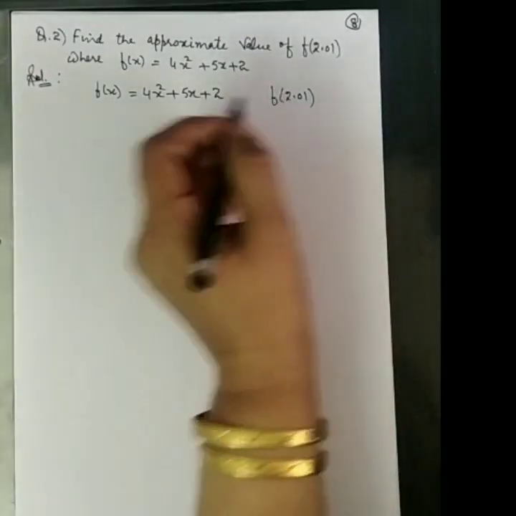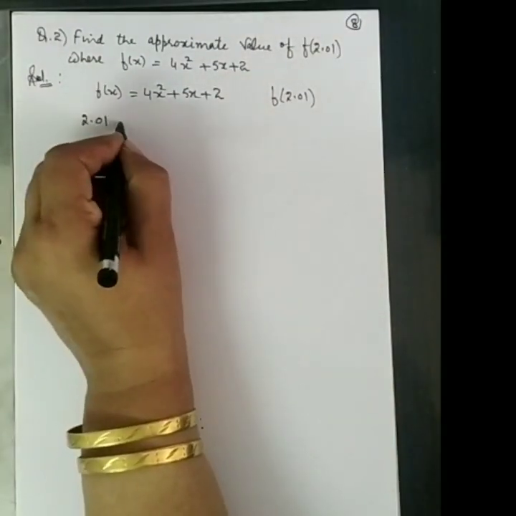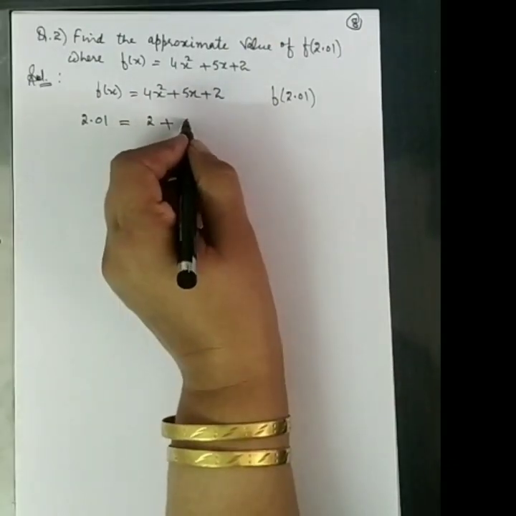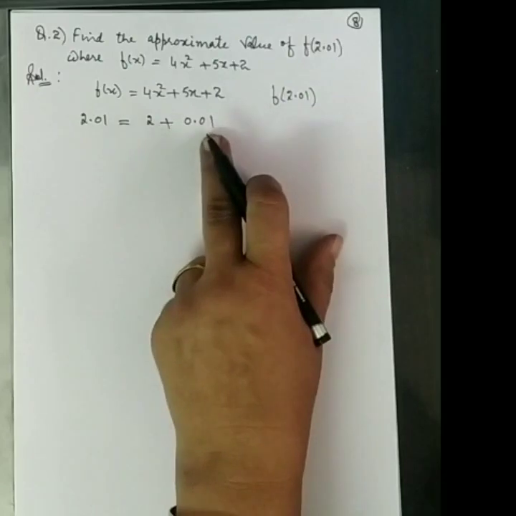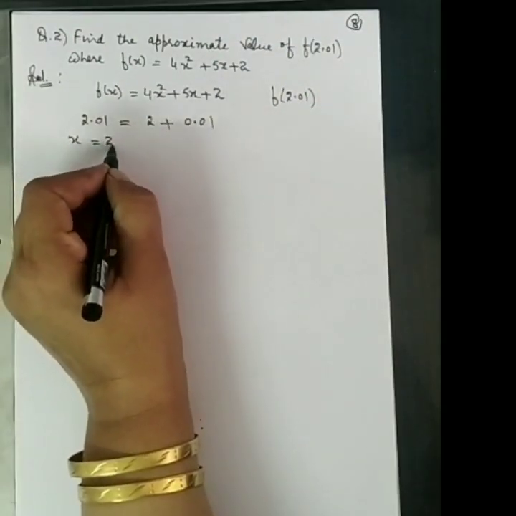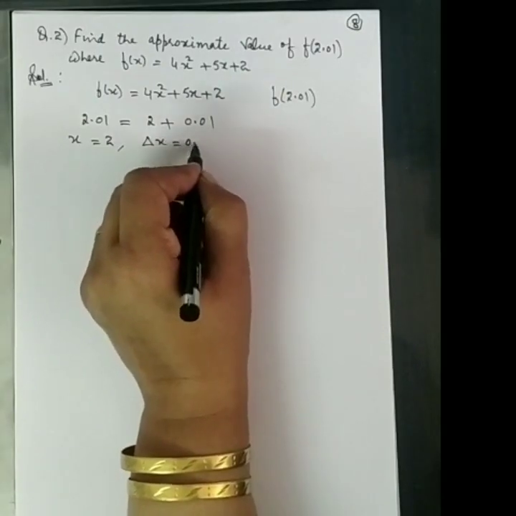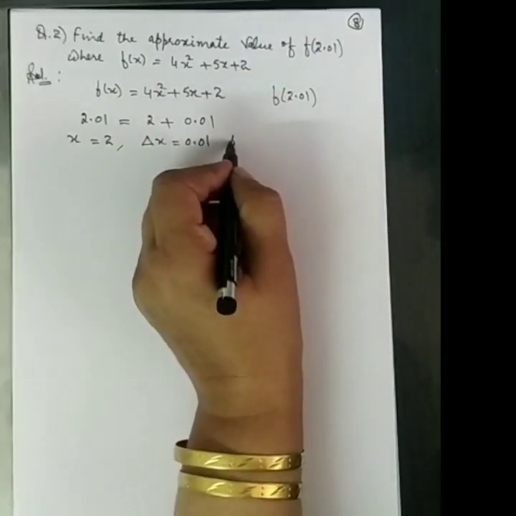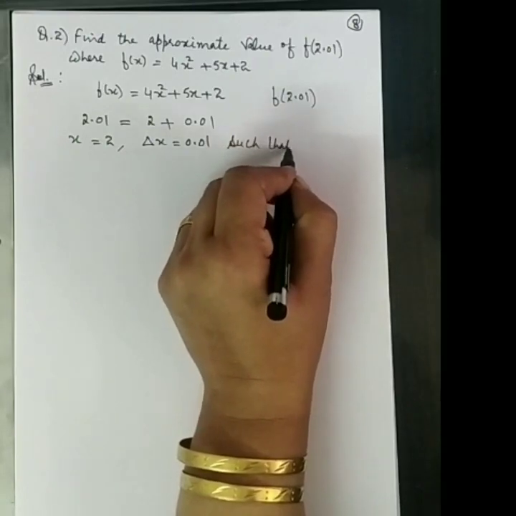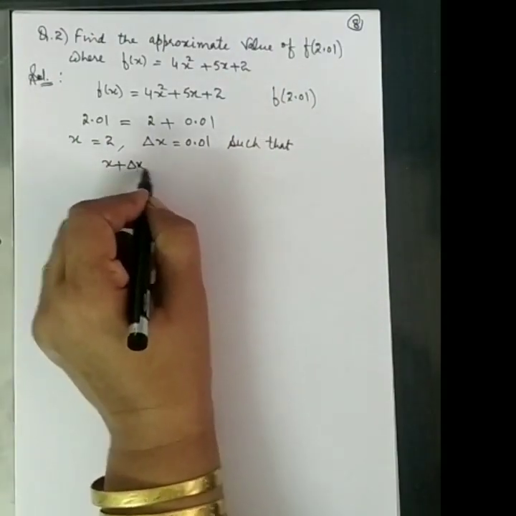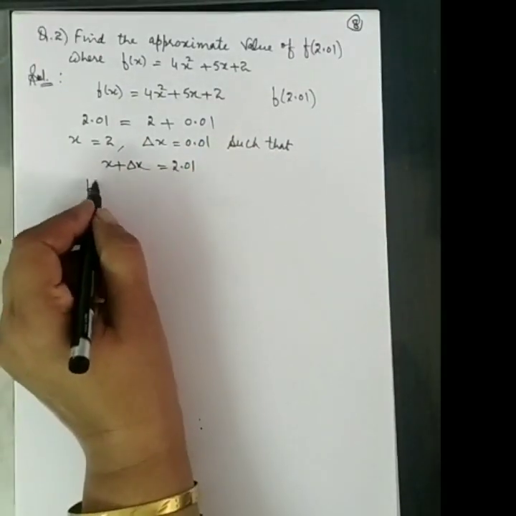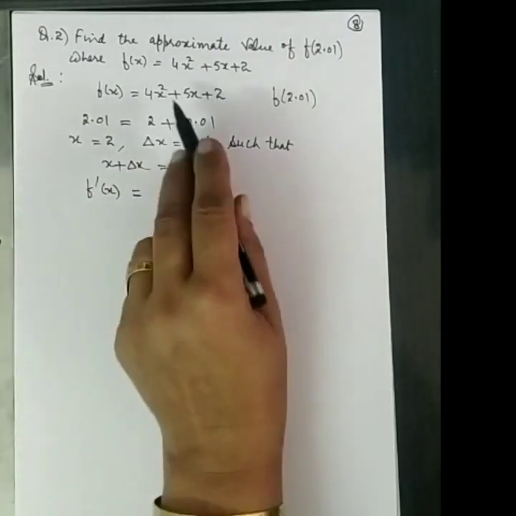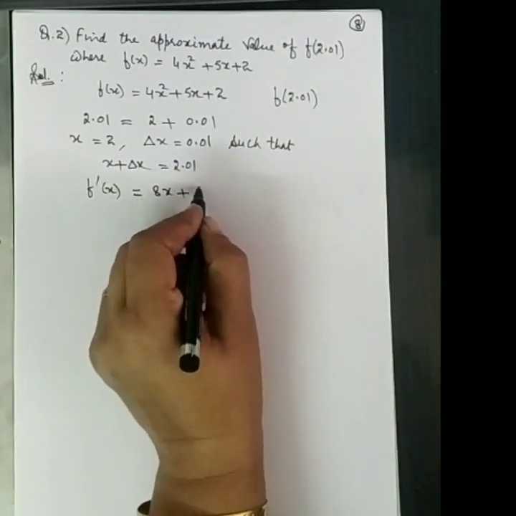Now 2.01 can be written in simplest way, that will be 2 plus 0.01. So it is given the value of x and delta x. So x will be 2 and delta x will be 0.01 such that x plus delta x will be 2.01. It is already given. Now find derivative of f(x), that is 8x plus 5.